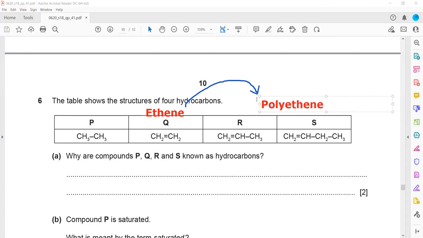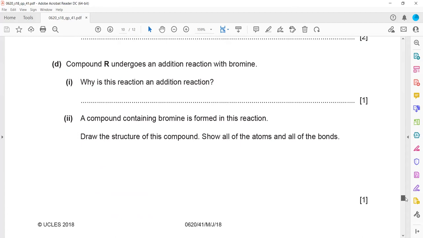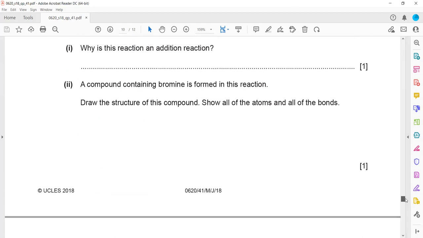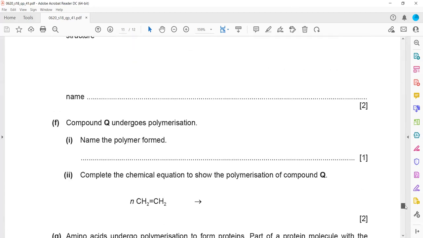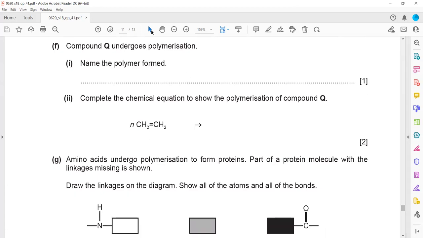E and E will be there, even though the polymer does not contain a carbon-carbon double bond, but we always name the addition polymer after the monomer. That's why if the monomer is ethene, the polymer will be polyethene. So the name of the polymer here is polyethene.